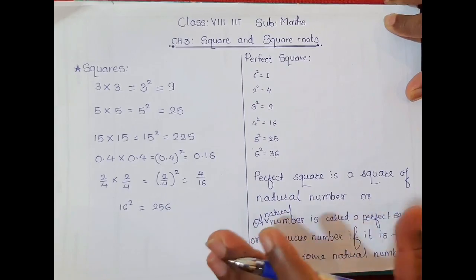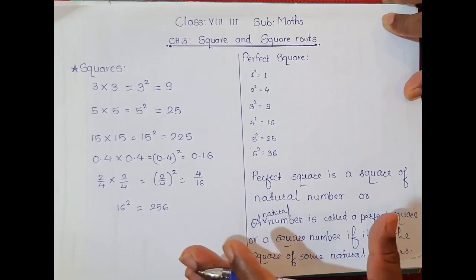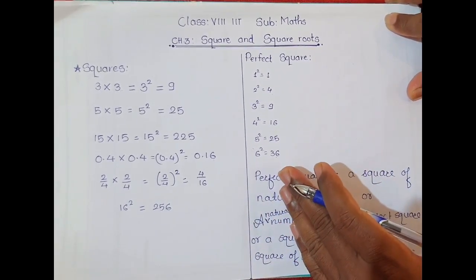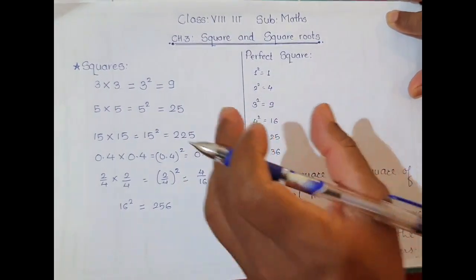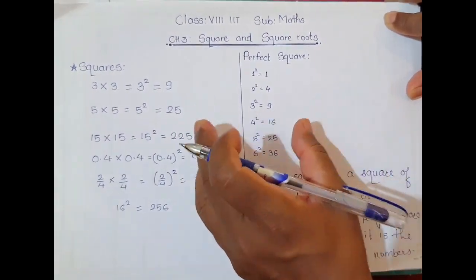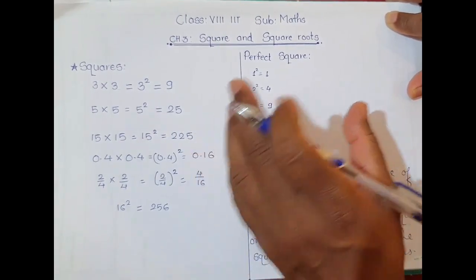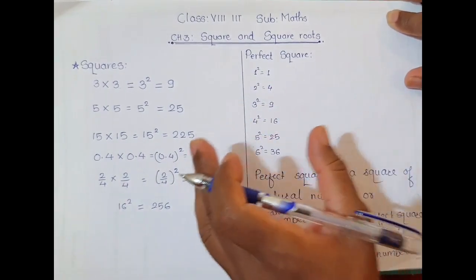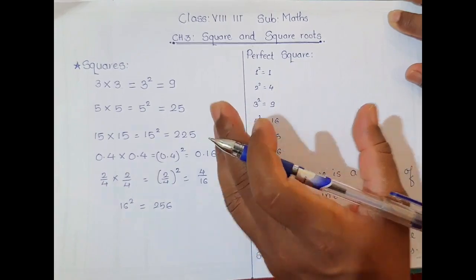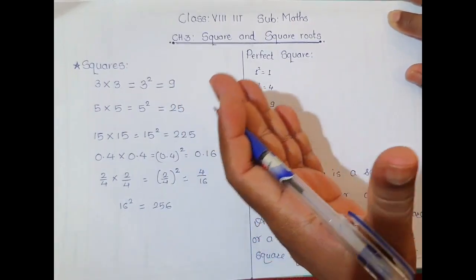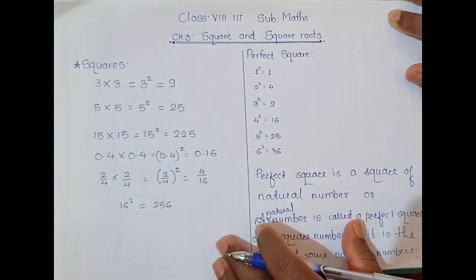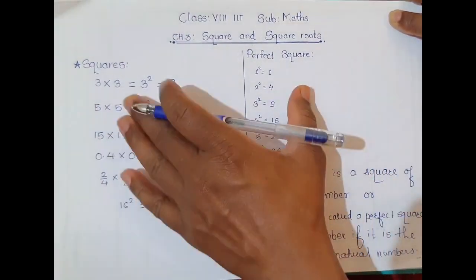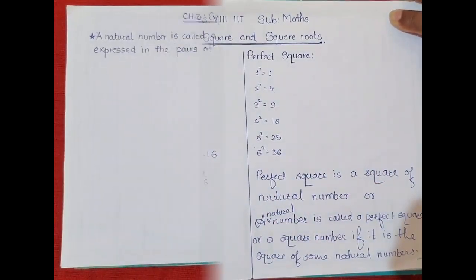After this, we are going to learn how to identify the perfect square. If any number is given, how to recognize whether it is a perfect square or not. That we are going to learn. And also we are going to learn to find the smallest digit by which we can multiply or divide the given number to get a perfect square. Okay, so now pause this video and write these things in your notebook.